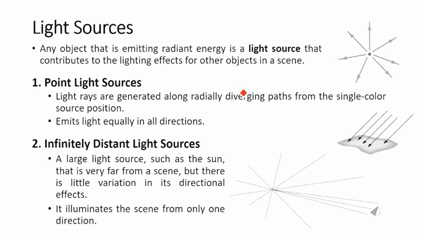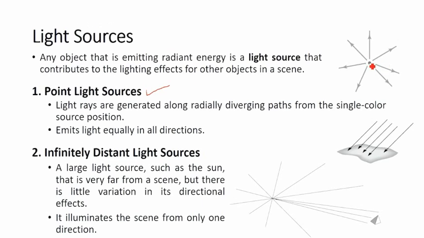Now, to look at the classifications of light sources, the very first type that we are discussing is the point light source. A point light source is basically a single point. We can give it a position in a scene, and we can say the light is coming from that position. The property of this light source is that the light is emitted in all directions with equal intensity.